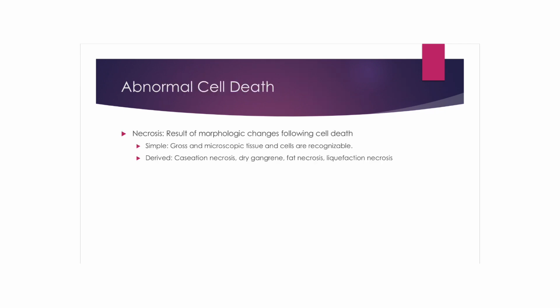So if it's not apoptosis, it's an abnormal cell death, okay? With abnormal cell death, necrosis can occur, the result of morphologic changes following cell death. Simple necrosis would be gross and microscopic tissue and cells are recognizable. And there are other types: caseation necrosis, dry gangrene, fat necrosis, liquefaction necrosis. And none of those sound very good. Of course, we've seen gangrene, we've seen tissue necrosis in the form of, we were just talking about frostbite, and all of those things are bad.